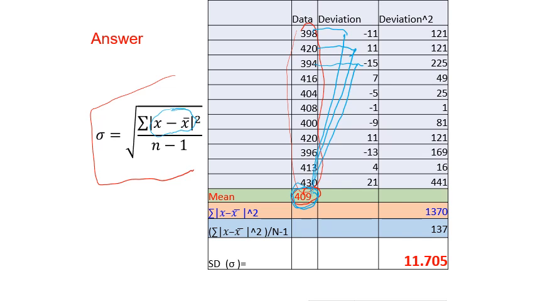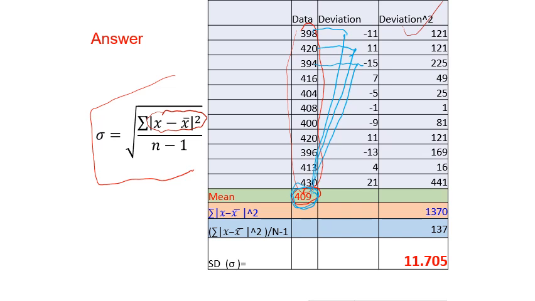Then we square the whole thing. We square them, as you see here. Let me just erase it to make it clearer for you. After that, as I said, I square them. So here you will find the square, 11 minus 11 squared equals 121, and so on. That's the square of the deviation, or d squared.